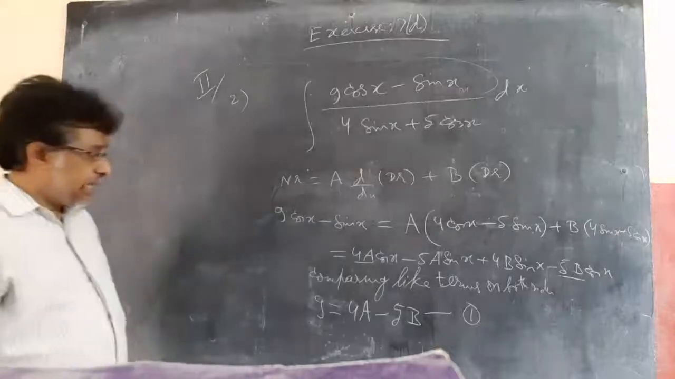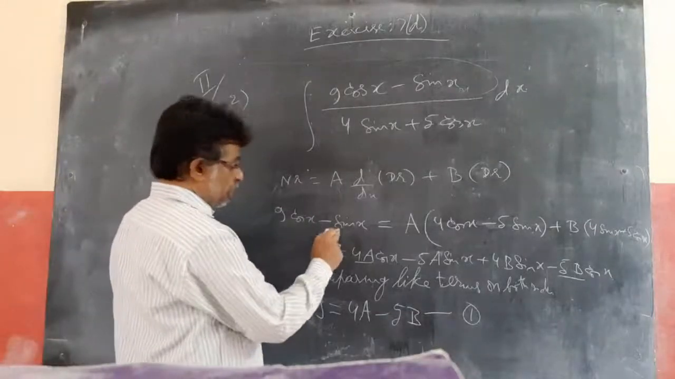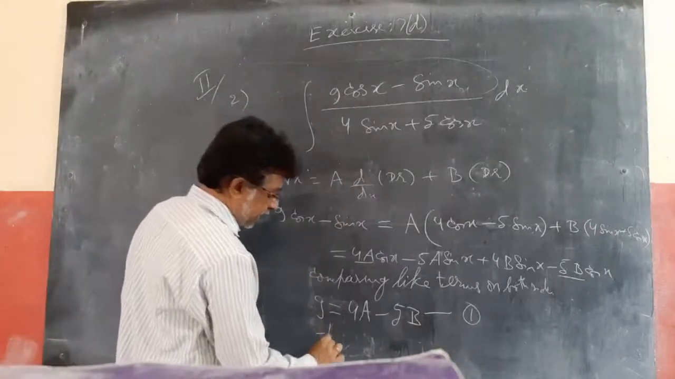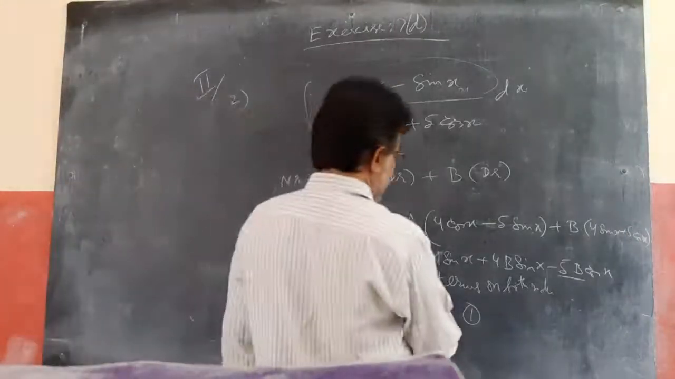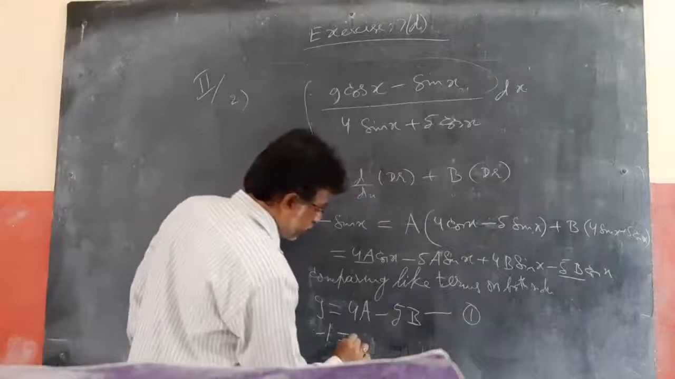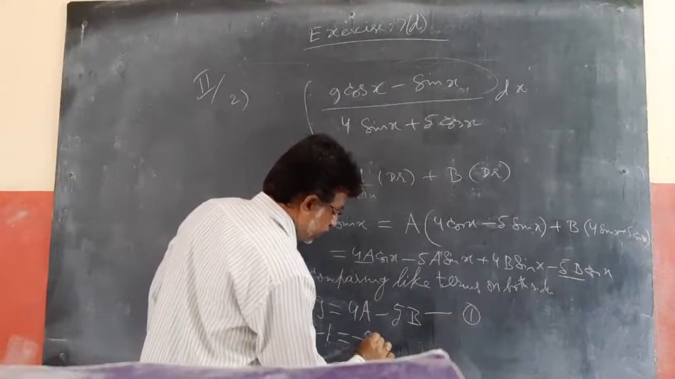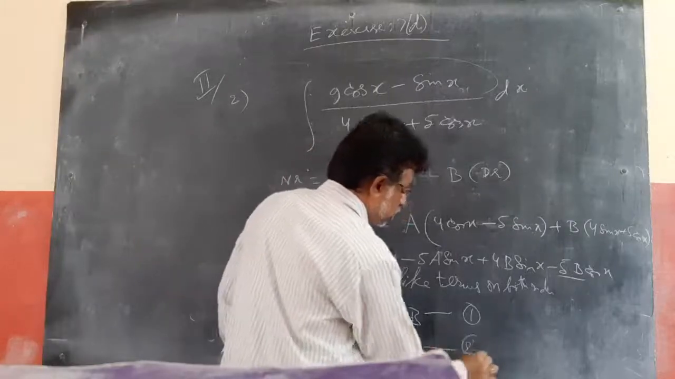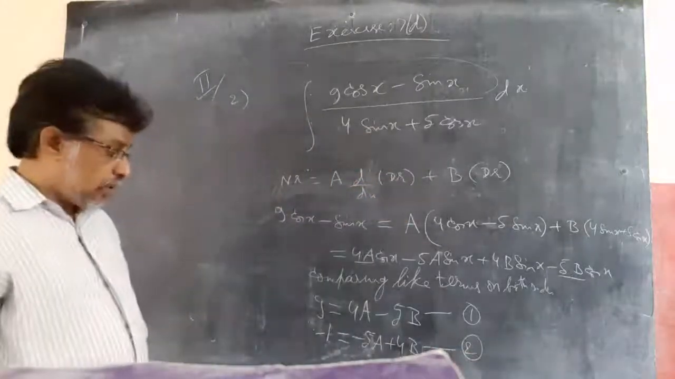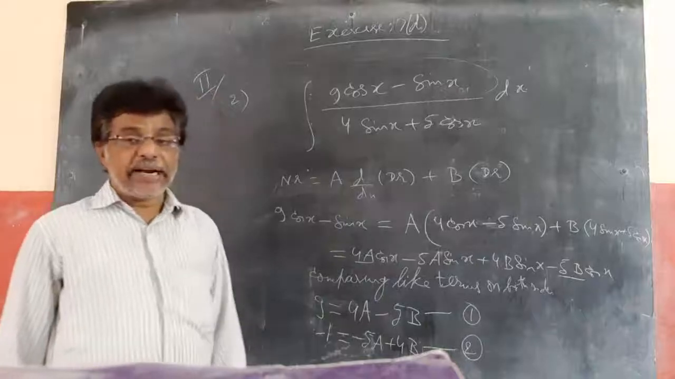Coming to the sin quotient, what is the sin quotient on this side? Minus 1 equals, here the sin quotient is minus 5a plus 4b. Equation 2. Now solving these two, I can find a and b.